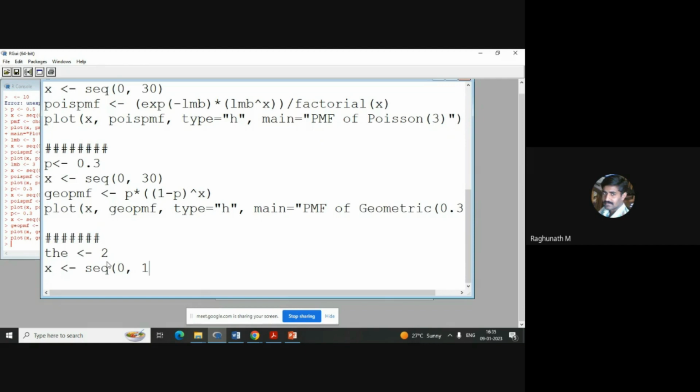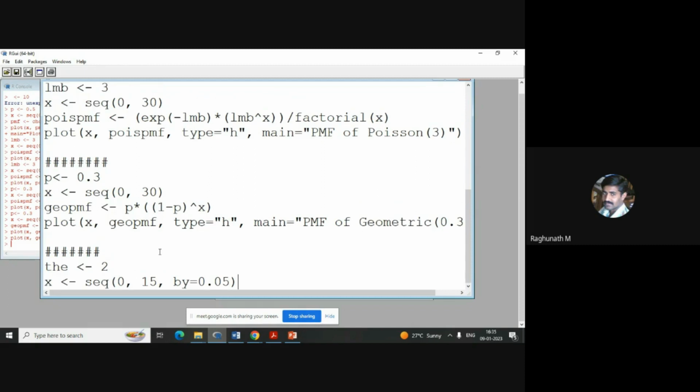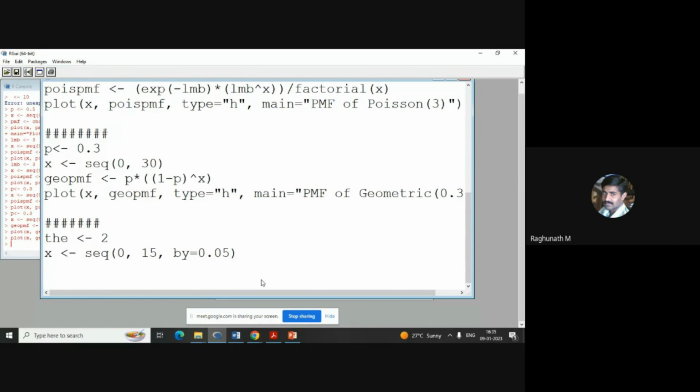You can take as many as possible, because in software we can get it in one stroke. Now we are going to add one more thing to this sequence, by 0.05. That means now we are defining how much increment we want. It starts with 0, next it will take 0.05, next 0.1, and it keeps on increasing till the upper limit with an increment in each step of 0.05. Now we shall compute the exponential PDF.